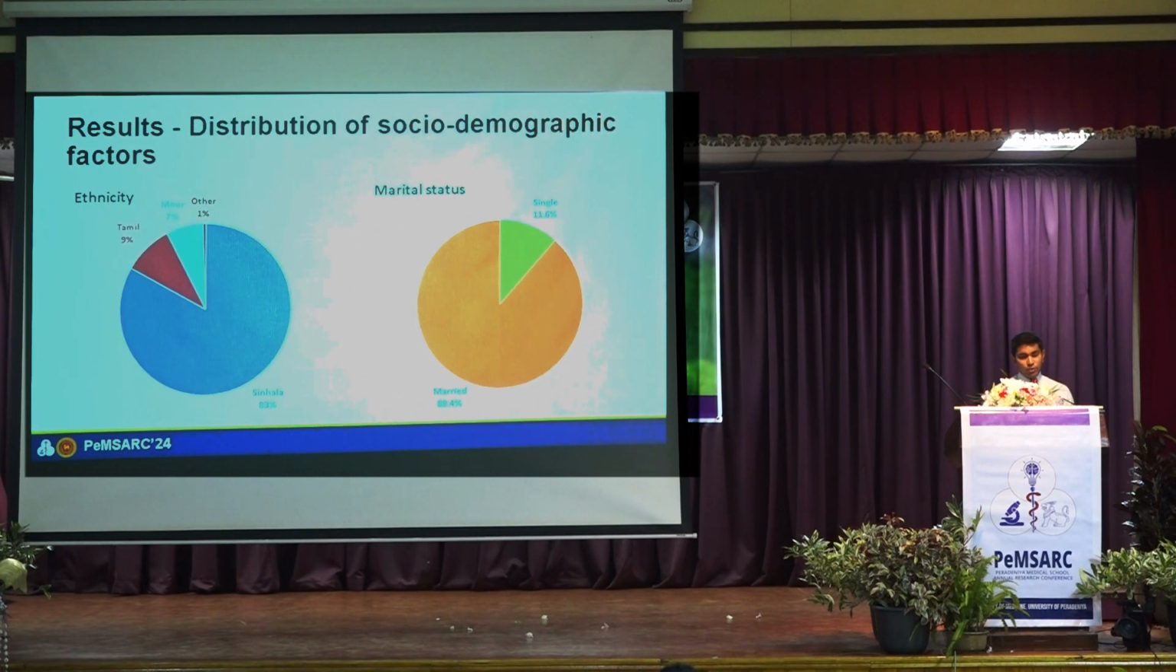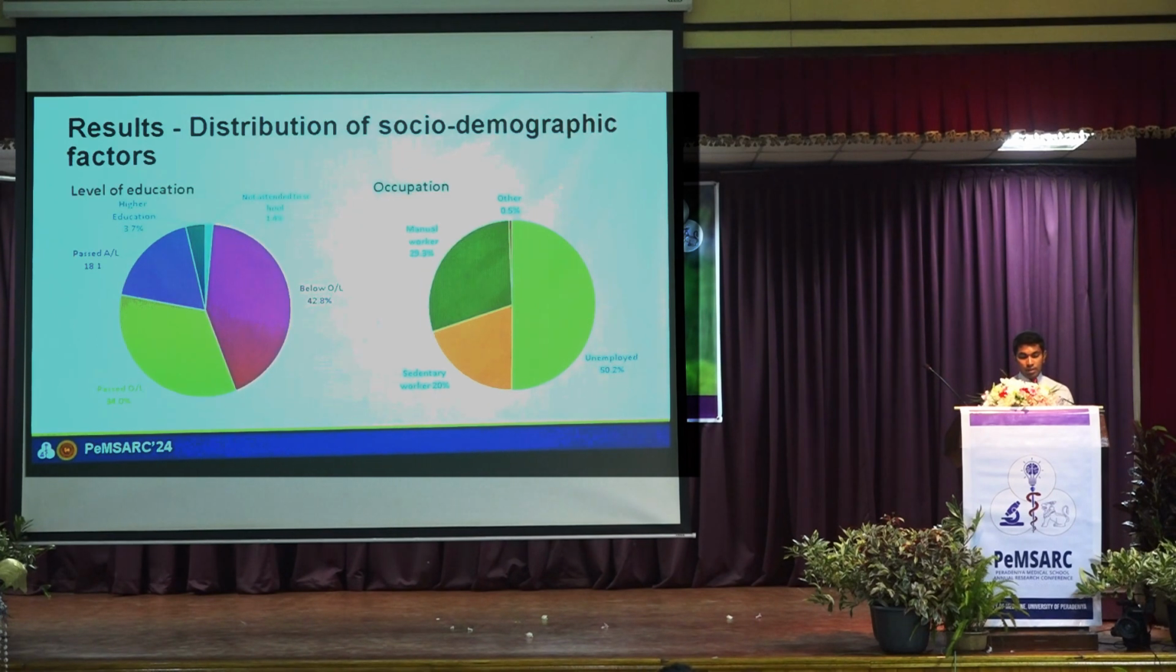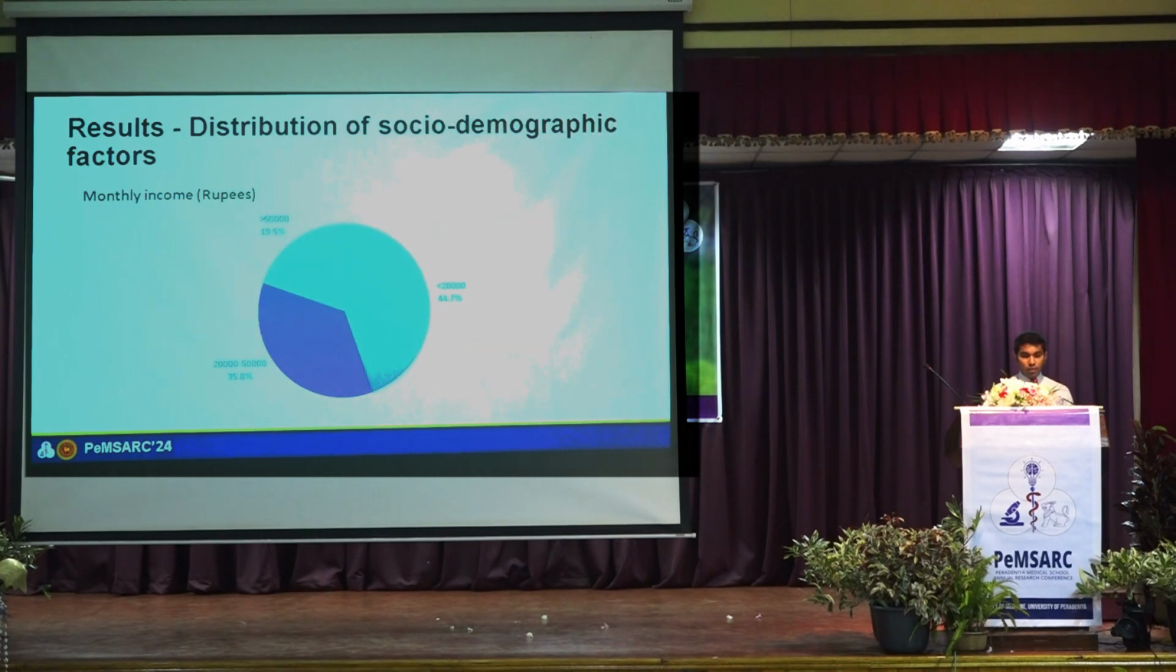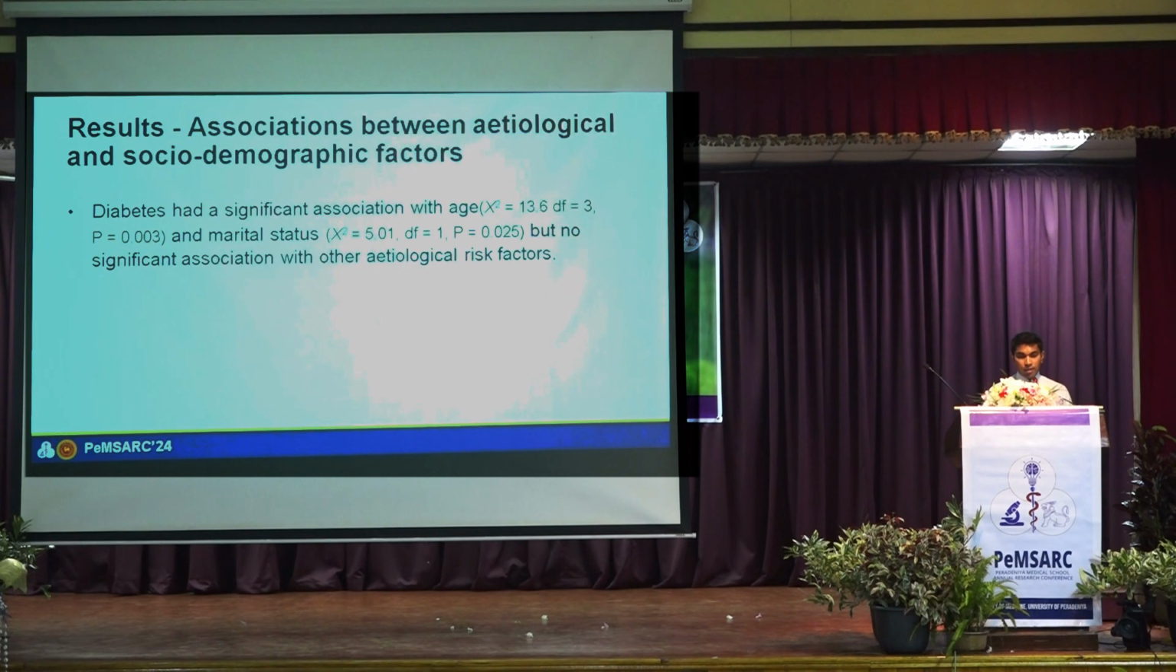And the majority of the patients were from Sinhalese ethnicity, and the married ones were the mostly affected. Most of the patients had an education up to O levels, and most of them had also passed O levels. And interestingly, unemployed ones were the mostly affected group. So most of the patients had a monthly income below 20,000 rupees, which was the minimum category we considered.